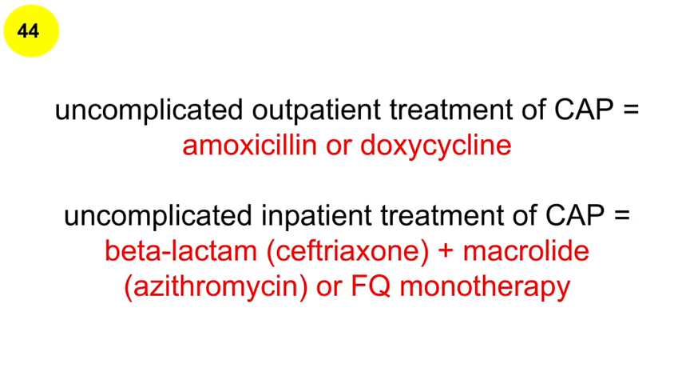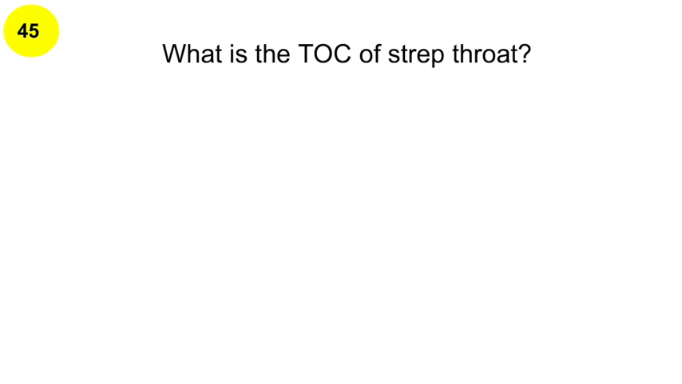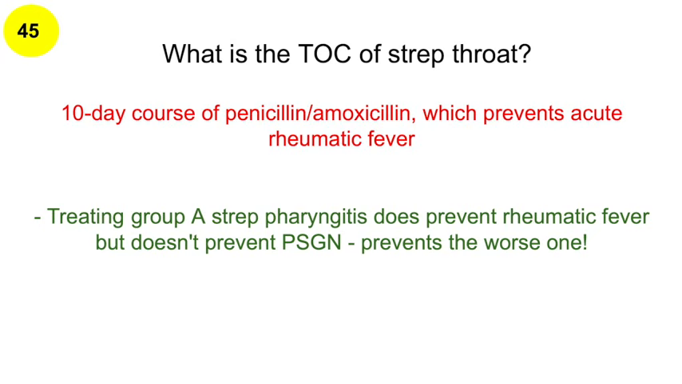What is the treatment of choice for strep throat? A 10-day course of penicillin or amoxicillin, which prevents acute rheumatic fever. So treating group A strep pharyngitis does prevent rheumatic fever. However, it does not prevent post-strep glomerulonephritis. It basically prevents the worst one, which is rheumatic fever.